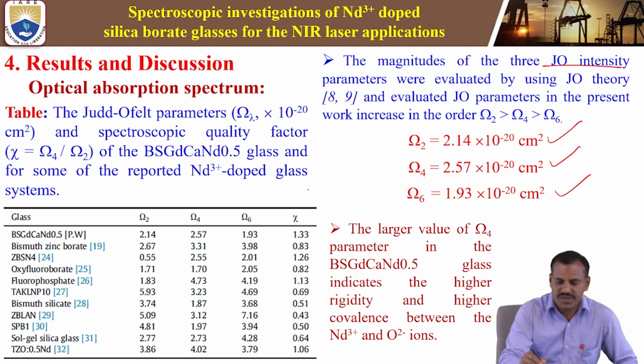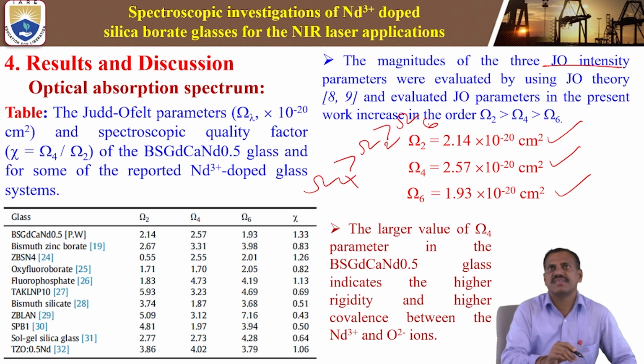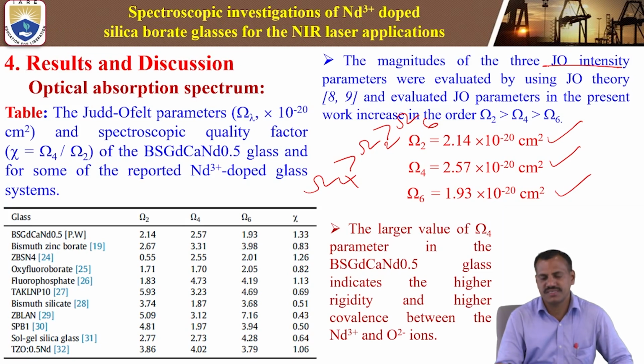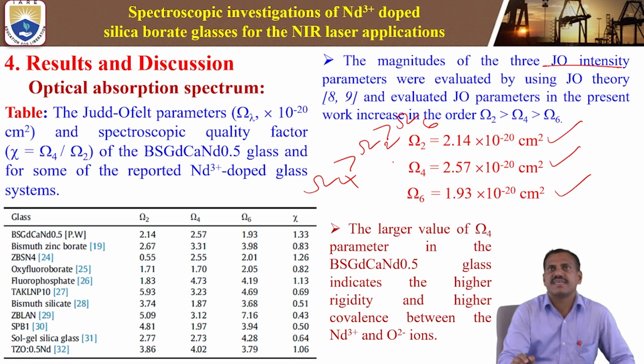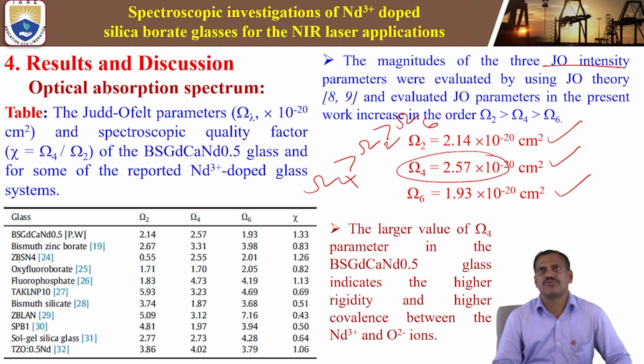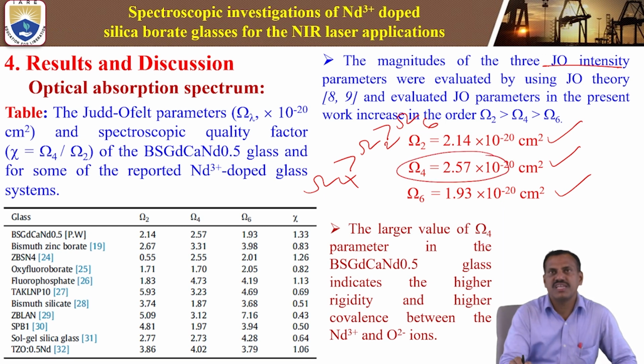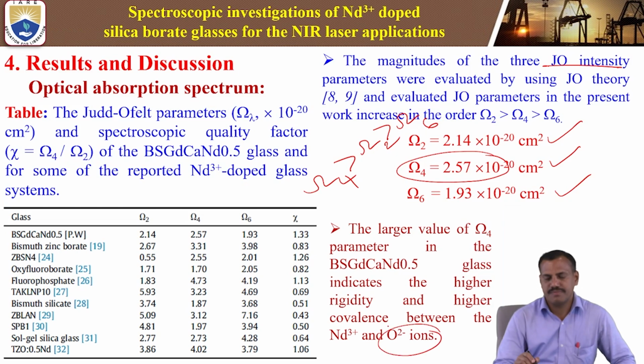Here the order follows omega 4 greater than omega 2 greater than omega 6. This is the trend followed by the JO intensity parameters. Among the three intensity parameters, omega 4 is the maximum value, that is 2.57. This larger value of omega 4 indicates higher rigidity and higher covalence between the Nd3+ ions and their surrounding ligands, that is the O2- ions.